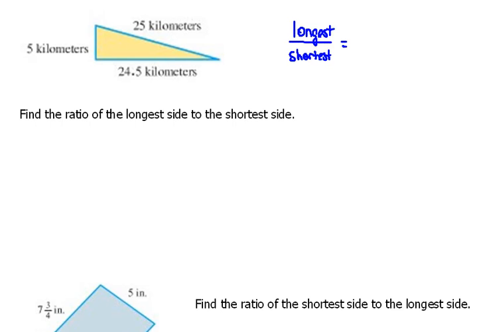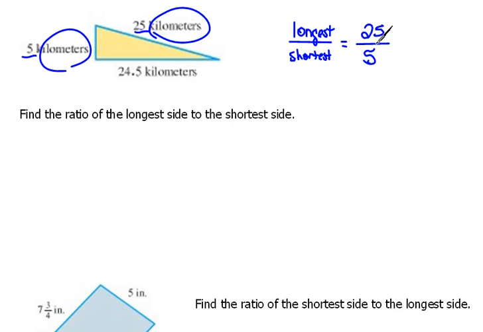And now I can look at each of these 3 sides and try to determine which one is the longest side. Well, this 25 kilometers would be the longest side. 25 is larger than 24.5. And the shortest side here would have to be the 5. Now I can compare those because these are both kilometers. Those are the same units.